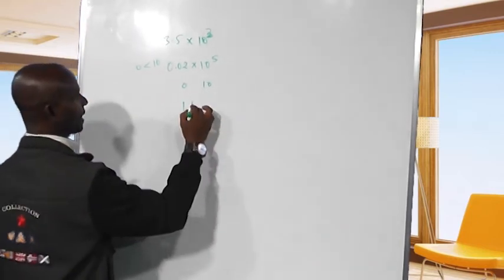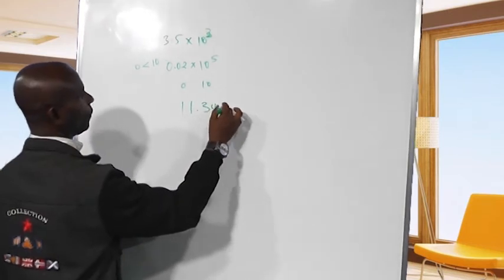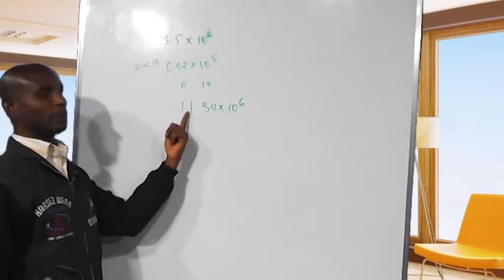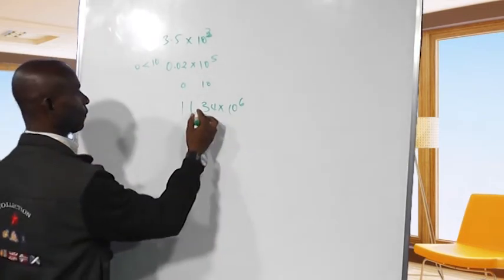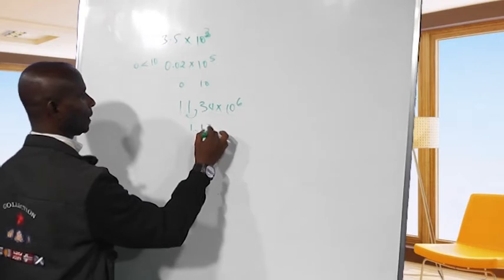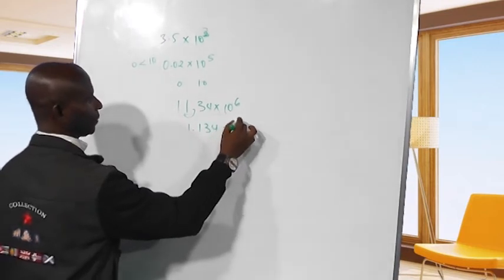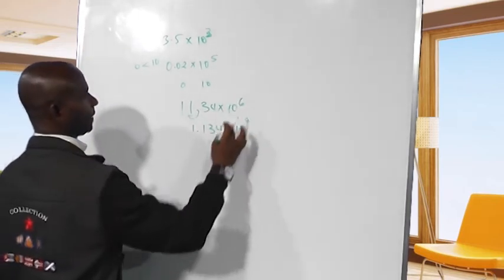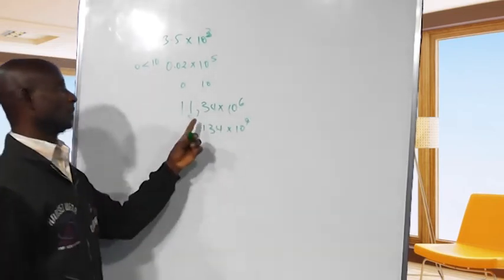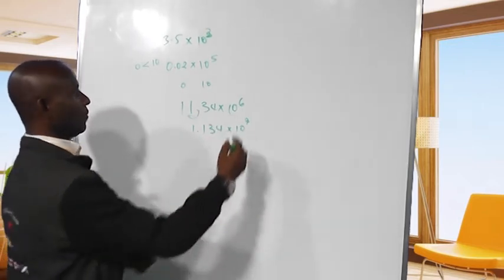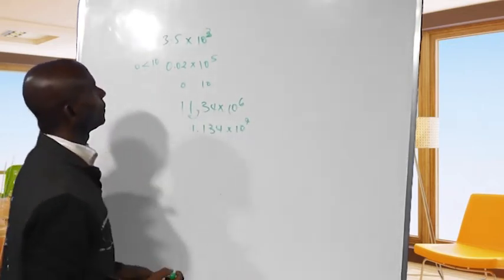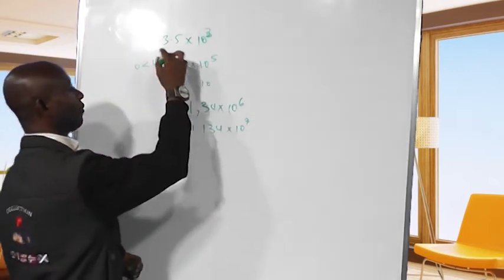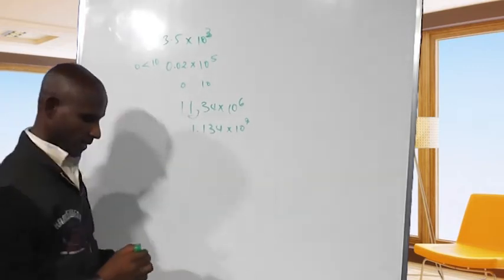If you have something like 11.34 times 10 to the 6, this is not in standard form because 11 is bigger than 10. You only bring this one forward and we have 1.134 times 10 to the 7. As this one is increasing to the left, this one is increasing. So this one is in standard form, whereas this one is not in standard form. So a number is said to be in standard form when it's multiplied by the power of 10 and that number falls between 0 and 10.